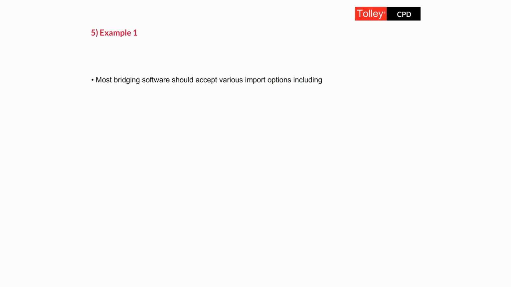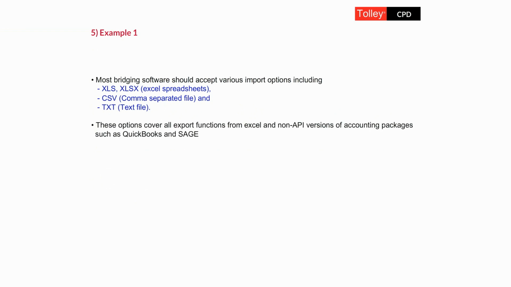Now, most bridging software should accept various import options, such as XLS or XLSX. They're Excel spreadsheets, essentially. You've got CSV, that's a comma-separated file. And then you've got a TXT, a text file. Now, when you export VAT returns, they'll give you options for the exporting medium. Any of those will work, it's fine. So the bridging software accepts any of those. They are standard export functions on Sage, QuickBooks, etc., the older versions.